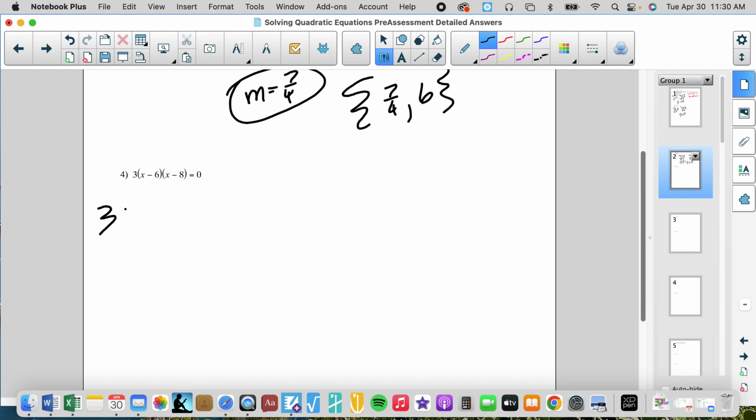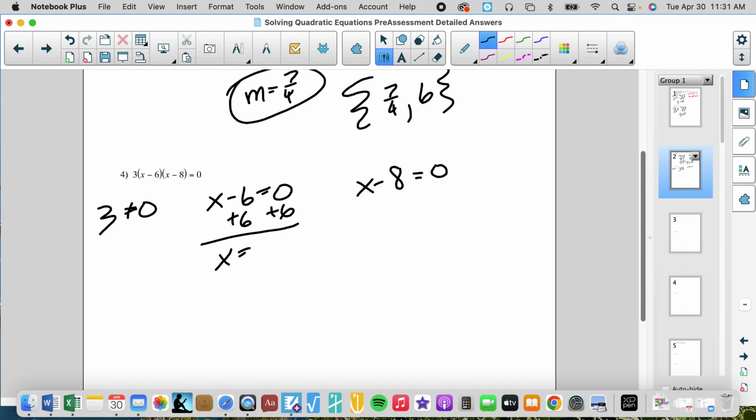We have 3, which can't be 0. That's a constant. That's not where my 0 is coming from. And we have x minus 8 equaling 0. We'll add 6, x equals 6. Add 8, x equals 8.